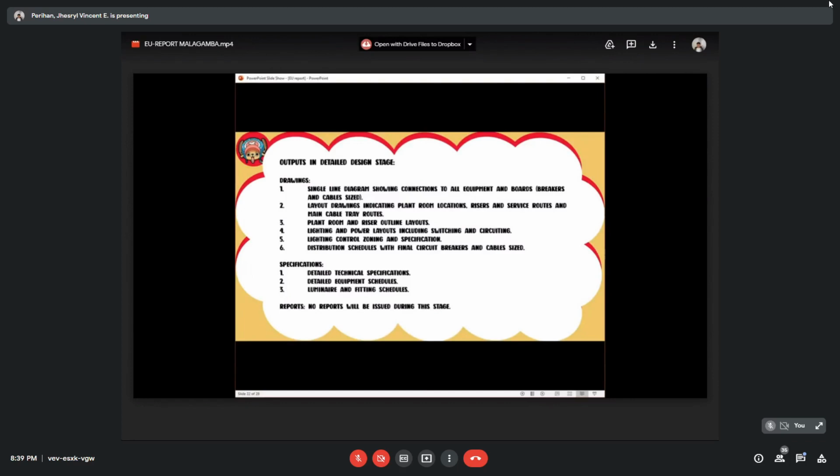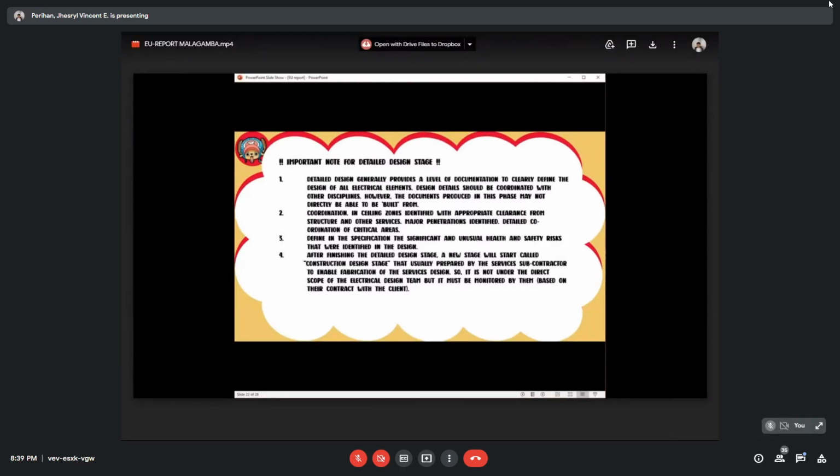So for the specification, we have the detailed technical specifications, detailed equipment schedules, and lastly, the luminaire and fitting schedules. For the reports, no reports will be issued at this stage. Important note for detailed design stage. Detailed design stage generally provides a level of documentation to clearly define the design of all electrical elements. Design details should be coordinated with other disciplines. However, the documents produced in this phase may not directly be able to be built from.